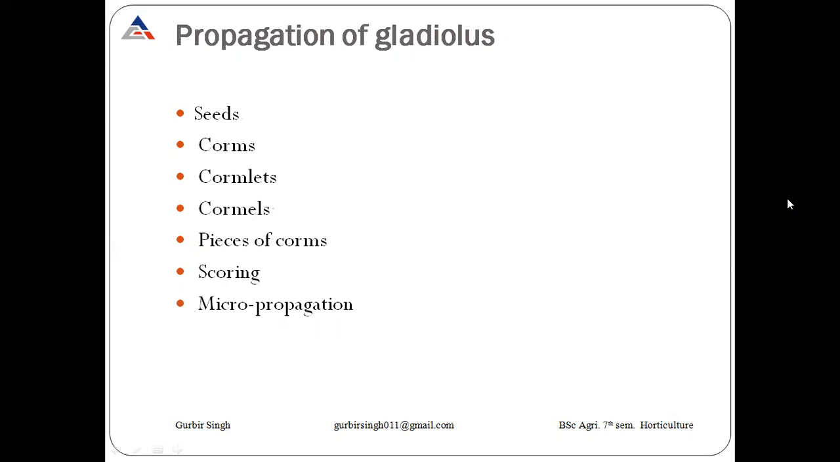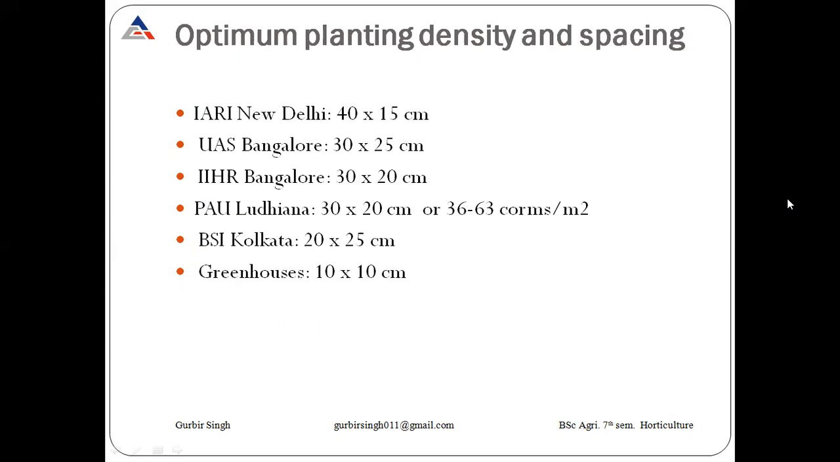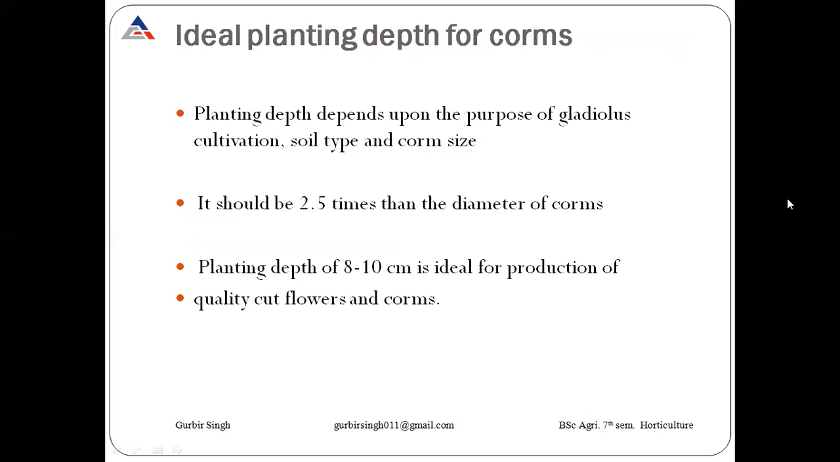Propagation of Gladiolus. It can be propagated through seed, corms, cormlets, and cormels. Optimum planting density and spacing for the Gladiolus, which is recommended by New Delhi, is 40 into 15 centimeter. PAU recommended 30 into 20 centimeter. For the greenhouse, it is 10 into 10 centimeter.